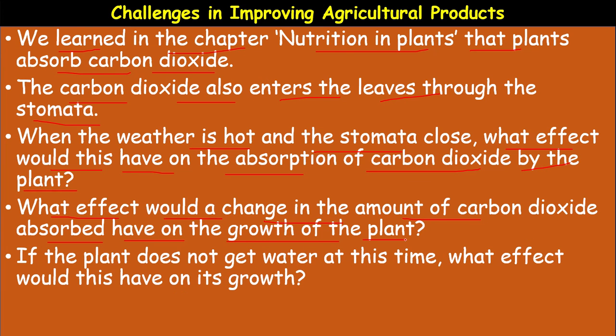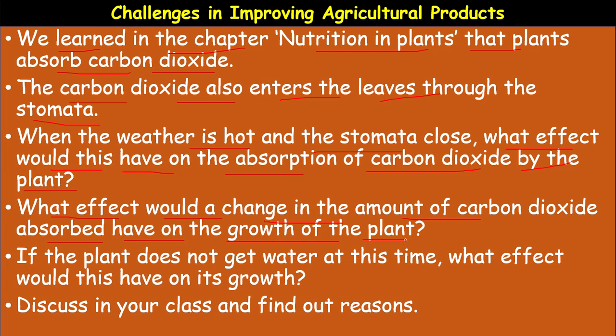Okay. So, if the plant does not get water at this time, what effects would this have on its growth? Definitely, the plant gets wilted, okay, due to the hot conditions. So, discuss in your class and find out the reasons for the death of the plant, or why the plant becomes weak. Okay. What are the factors influencing the growth of the plant?